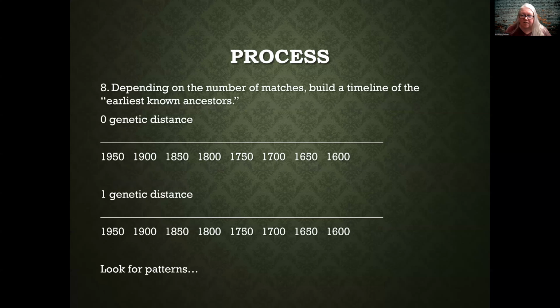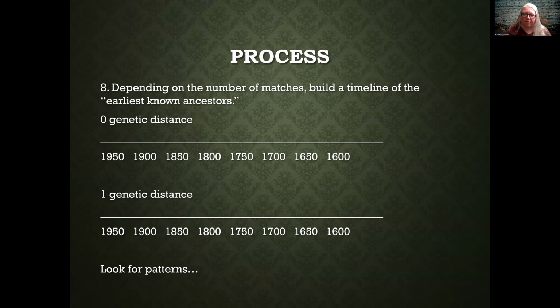Depending on the number of matches you have, you might build a timeline of their earliest known ancestors. You want to do this according to genetic distance. So you want to take your 0 genetic distance matches and see if you can pinpoint some of those earliest known ancestors within 50 years or so. So where is that Mary Elizabeth or that Sarah Gearhart? I think they were born in what, 1771, I think. So you're going to put that right about 1771.